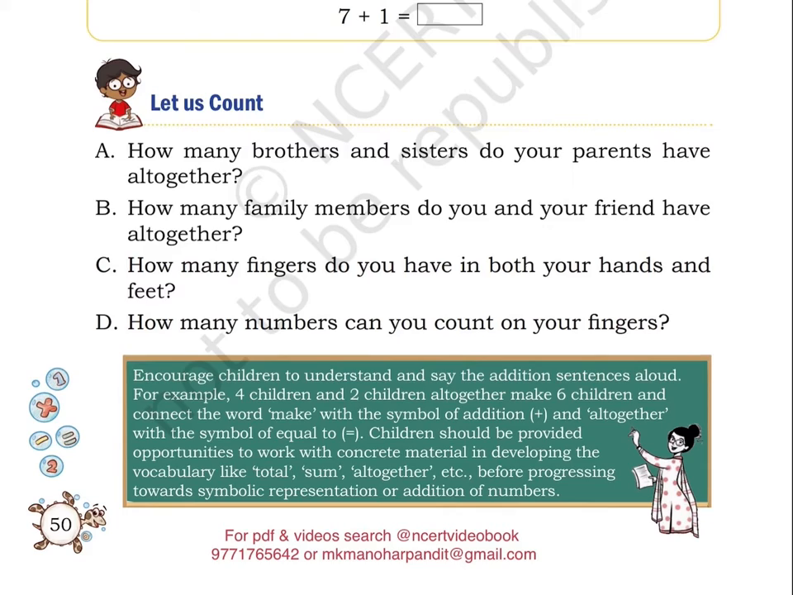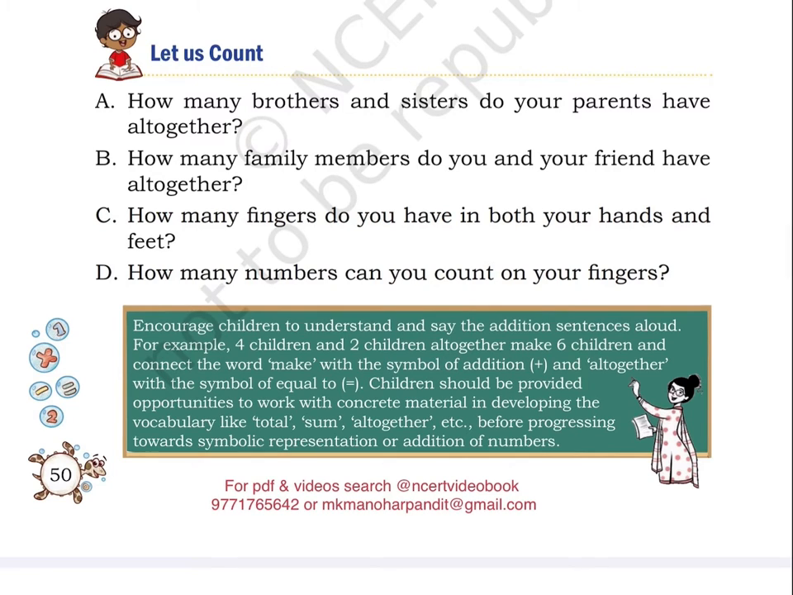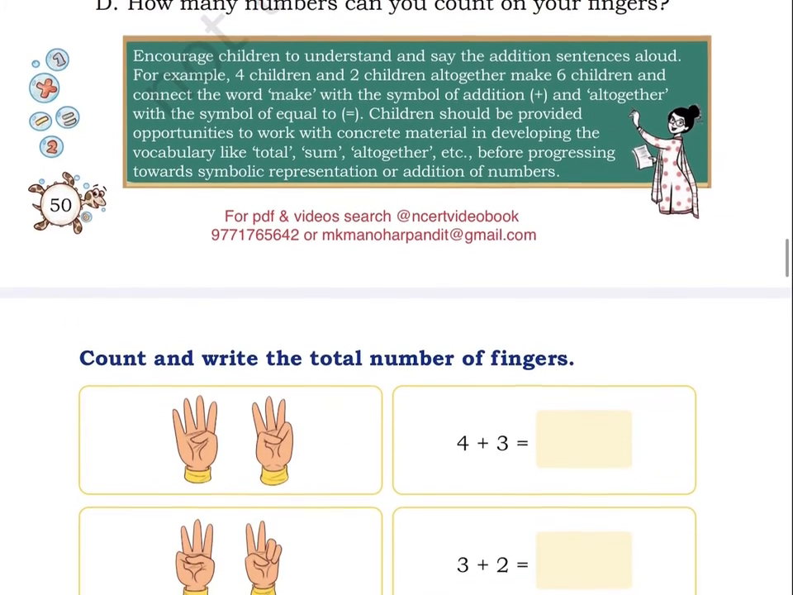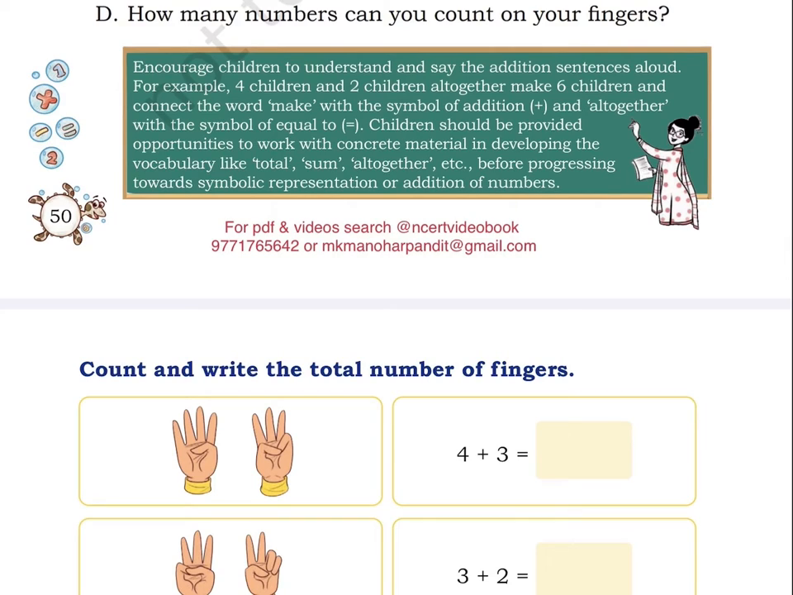Encourage children to understand and say the addition sentences aloud. For example, 4 children and 2 children altogether make 6 children, and connect the word make with the symbol of addition and altogether with the symbol of equal to. Children should be provided with opportunities to work with concrete material in developing the vocabulary like total, sum, altogether, etc. before progressing towards symbolic representation or addition of numbers.